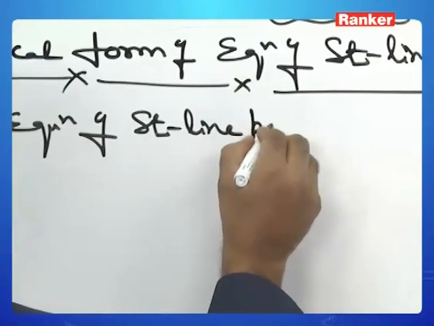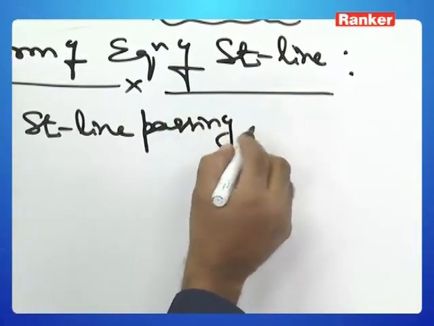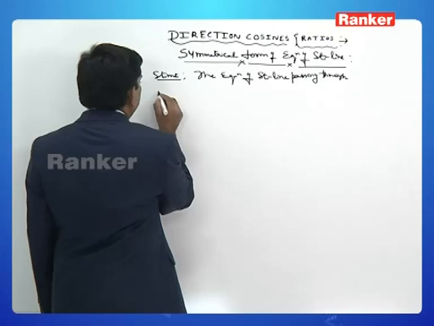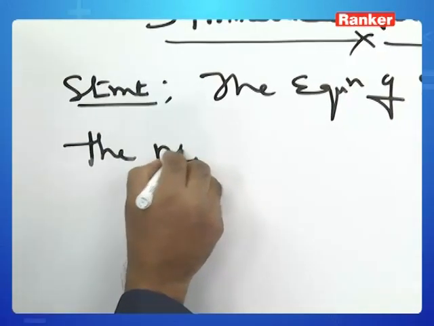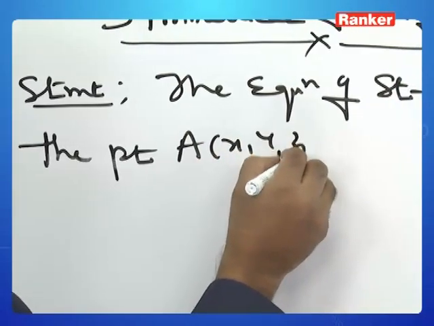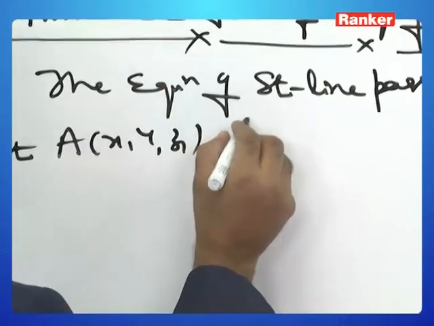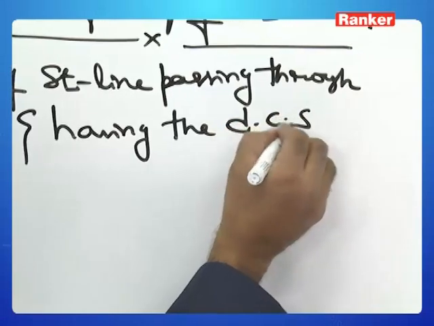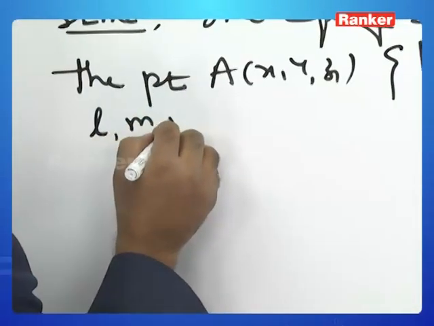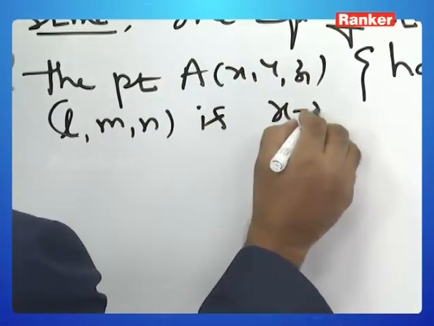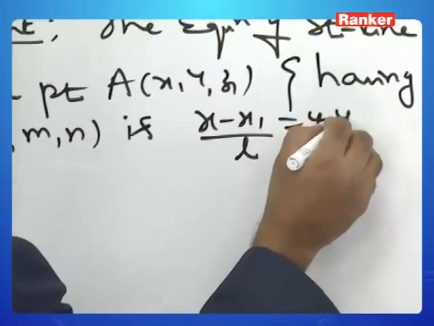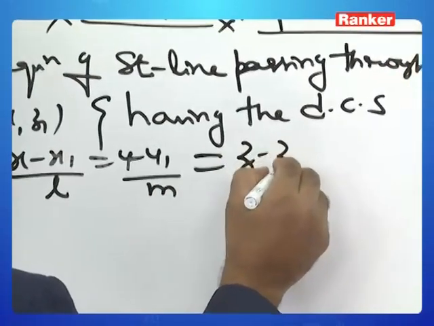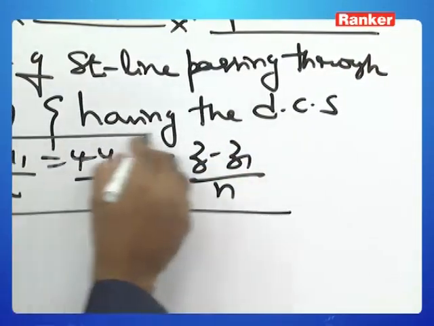passing through the point A of x1, y1, z1 and having the DCs L, M, N is x minus x1 by L, y minus y1 by M is equal to z minus z1 by N.